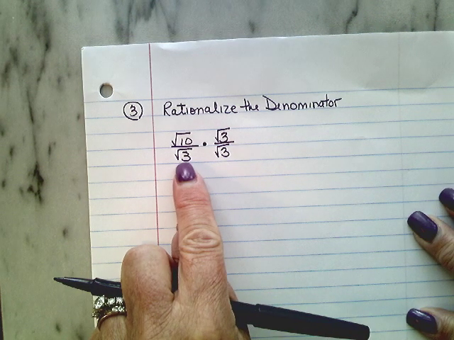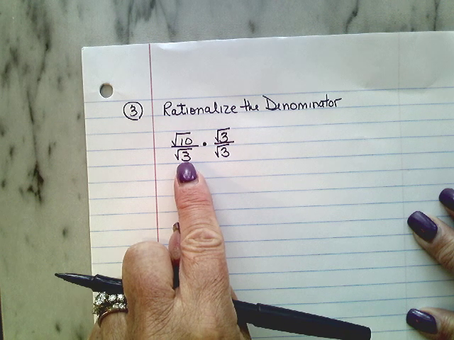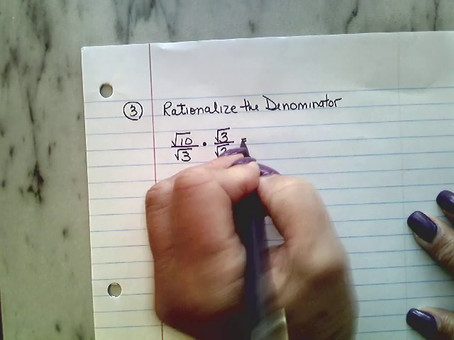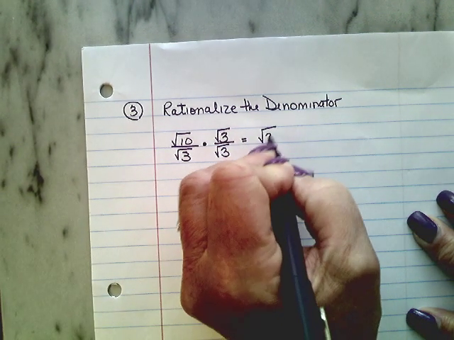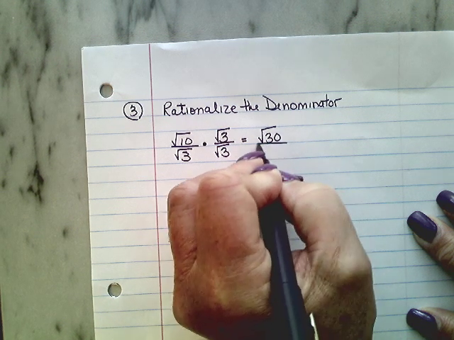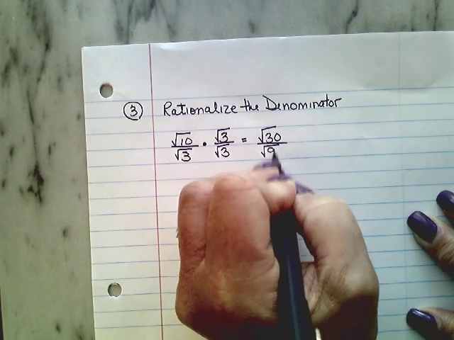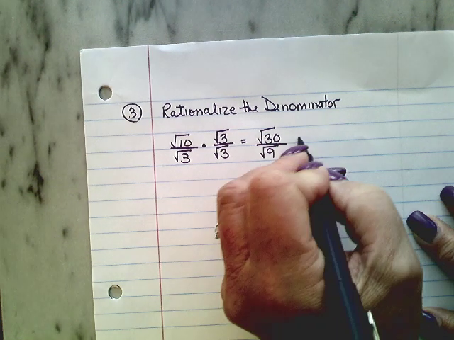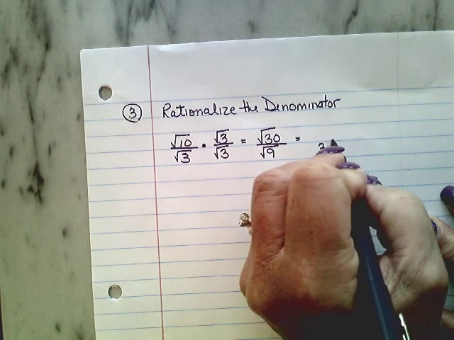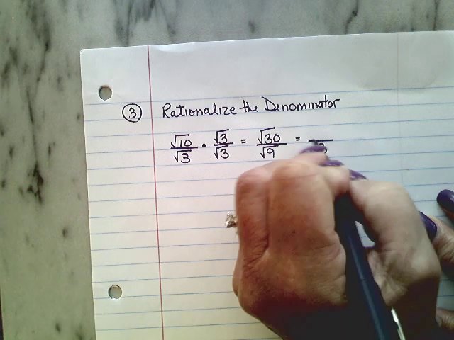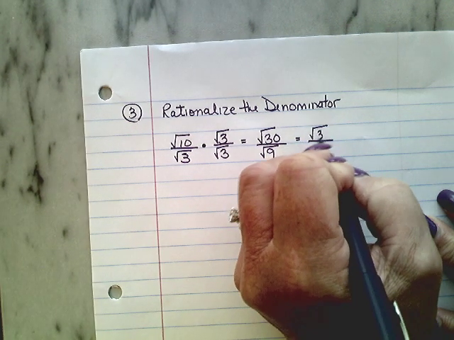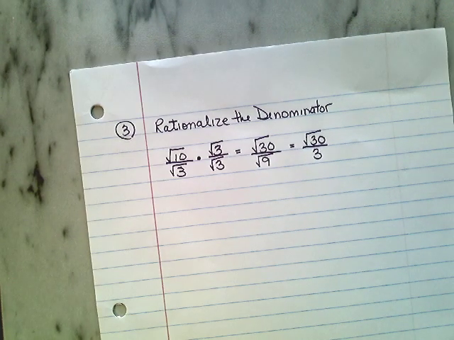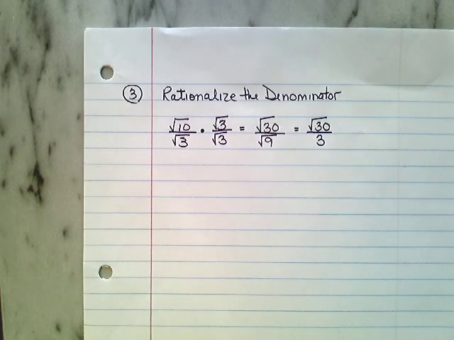So you always want to multiply by whatever you have in your denominator. So now this is going to be the square root of 30 over the square root of 9. And the square root of 9 is 3. So I now have a whole number in my denominator. And I cannot break 30 down any further than that. 30 is the smallest. There's no factor of 30 that is a perfect square.